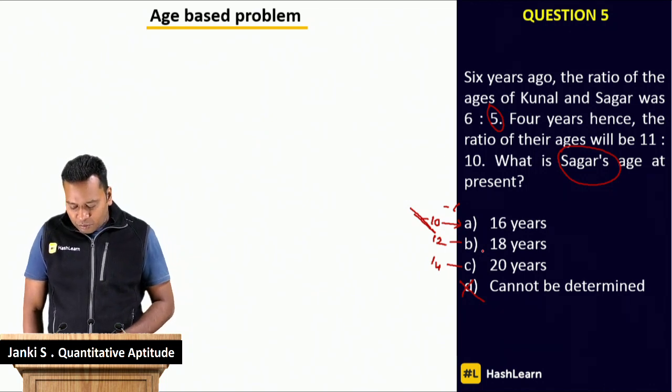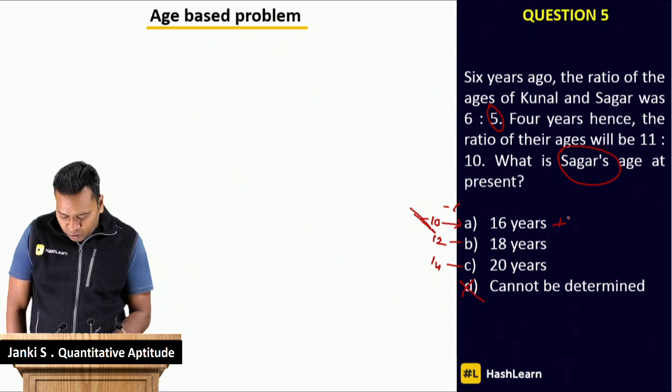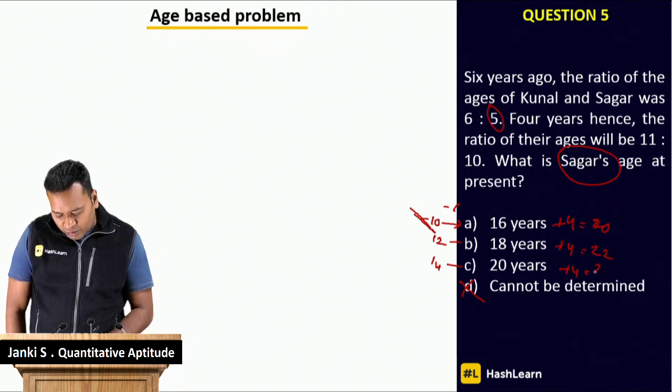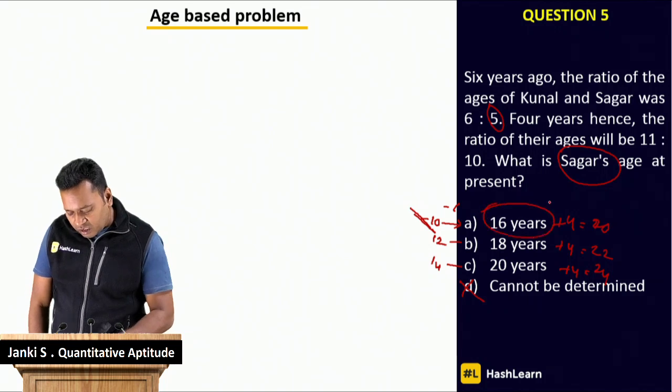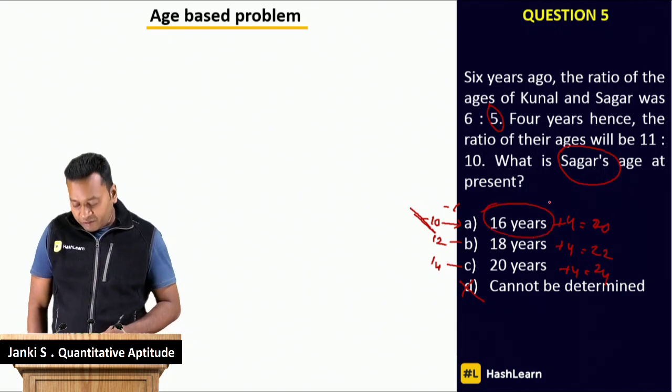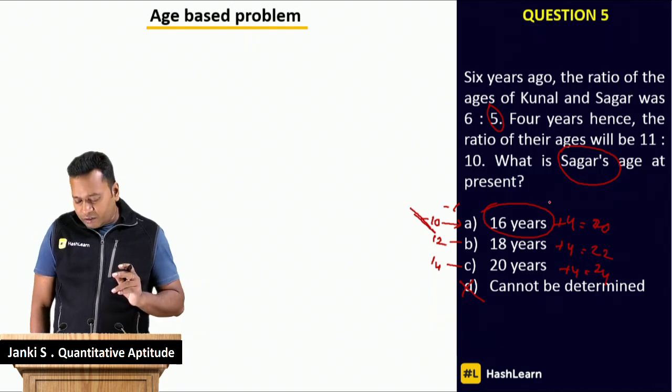But to cross check, I'll move on the other side. 4 years hence, that means plus 4 is nothing but 20. Plus 4 is nothing but 22, plus 4 is nothing but 24. The only option which satisfies the condition is 16. So my answer should definitely be 16 in this case, right? So my answer will definitely be 16.